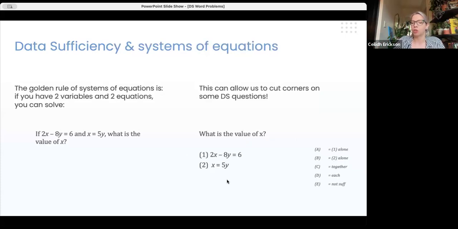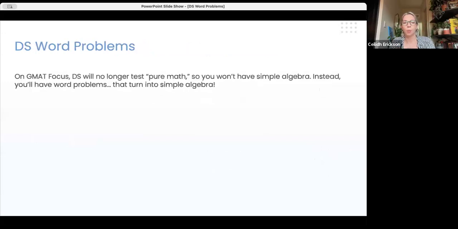What is the value of x? And then 2 equations. This is what they would call pure math. So that's no longer going to exist in data sufficiency. But what is going to exist is word problems that you would then turn into simple algebra.